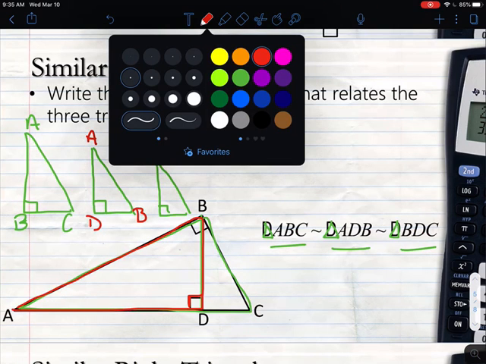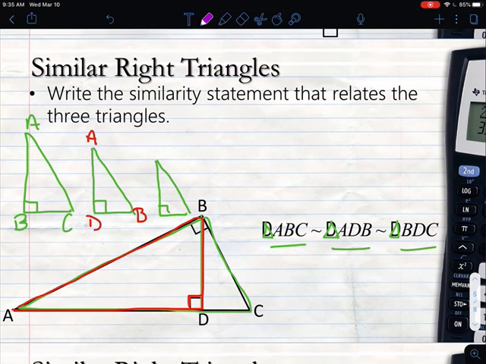And then for my littlest triangle, which I'm going to highlight in this purple color here, I notice that my right angle is down here at D. I've got my small angle up top here, B. And then I've got my big angle, which is going to be C.